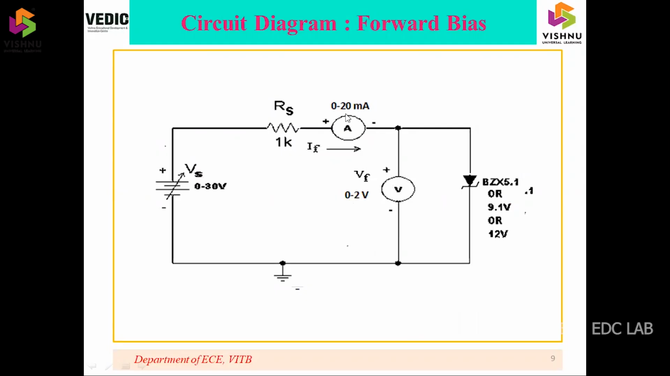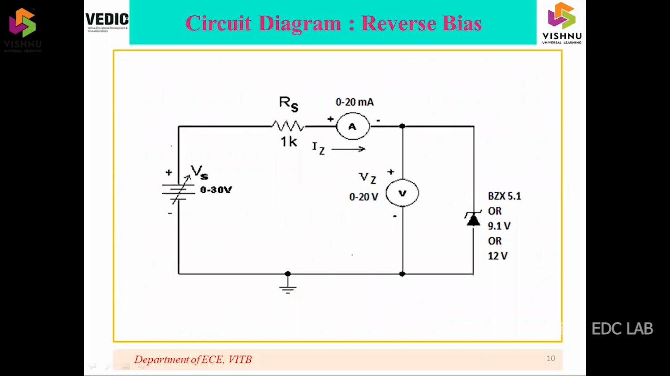And a 0 to 20 milliamperes ammeter is connected in series with the Zener diode so as to measure the current flowing through the Zener diode. And this 1 kilo ohm resistance is a current limiting series resistance. And in this case, this diode is forward biased.